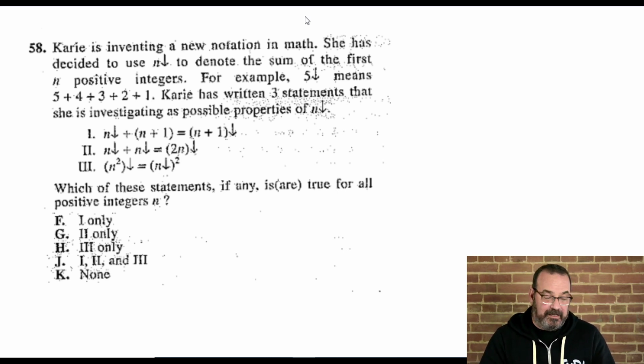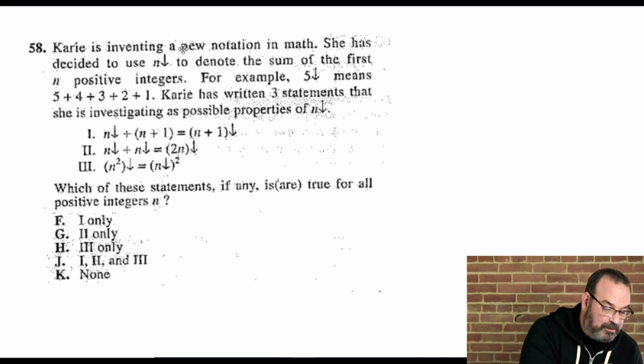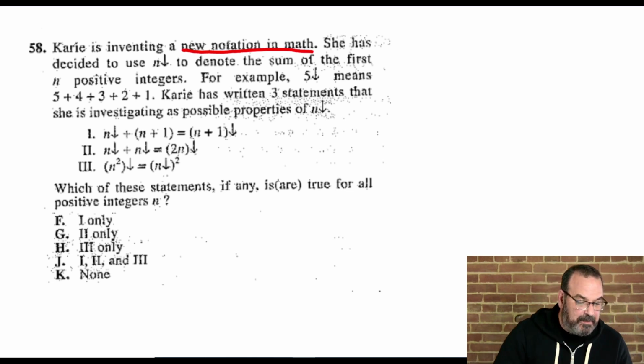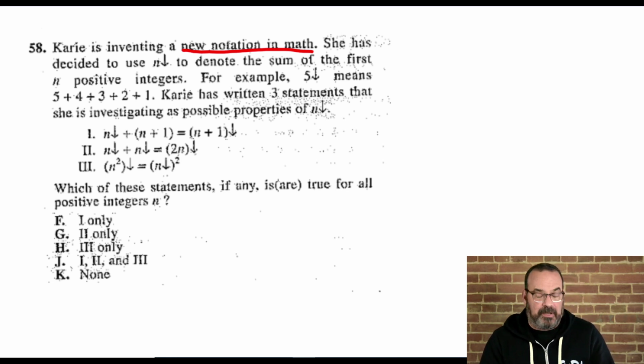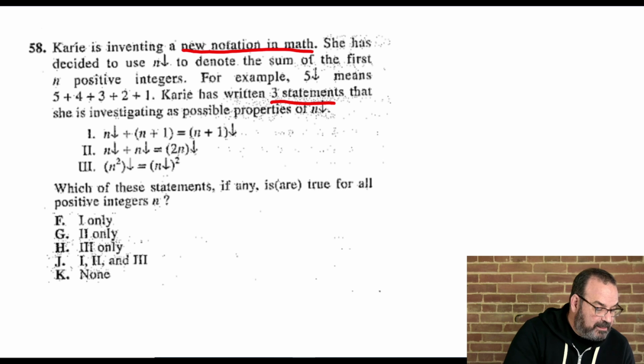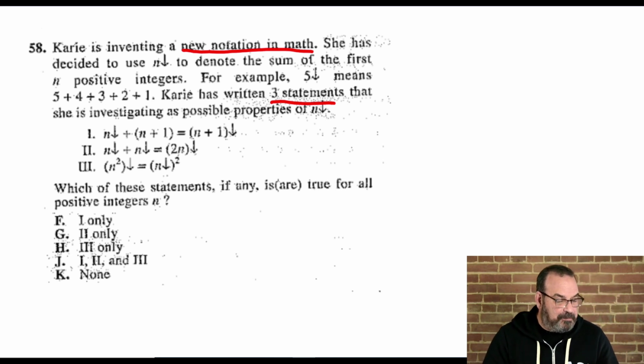It says, Carrie is inventing a new notation in math. So this one came up fairly recently. She has decided to use n down arrow to denote the sum of the first n positive integers. For example, 5 down arrow means 5 plus 4 plus 3 plus 2 plus 1. Carrie has written 3 statements that she is investigating as possible properties of n down arrow.